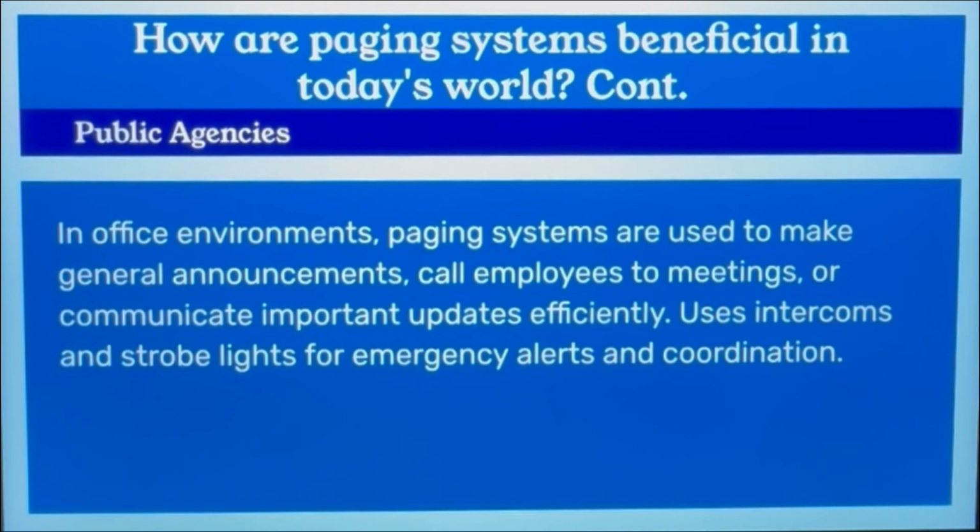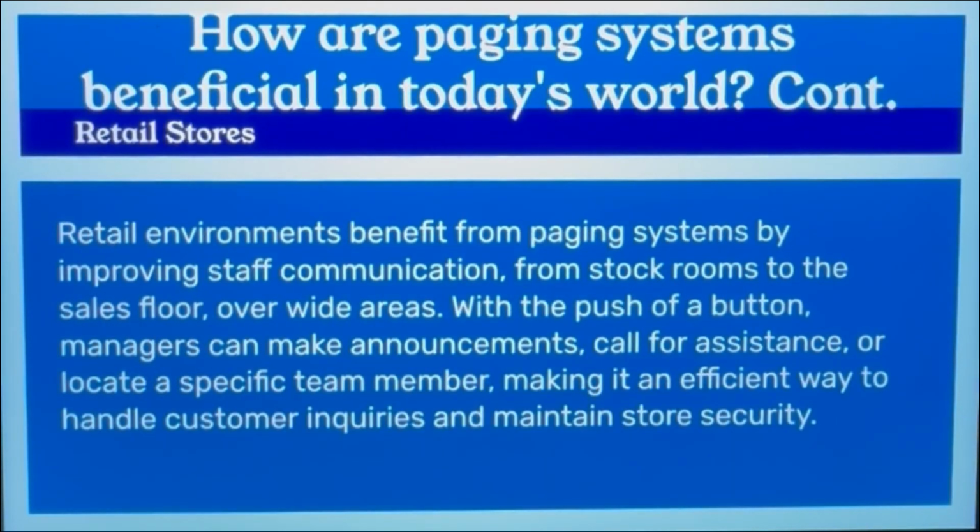Public agencies. In office environments, paging systems are used to make general announcements, call employees to meetings, or communicate important updates efficiently. They use intercoms and strobe lights for emergency alerts and coordination. Retail environments benefit from paging systems by improving staff communication, from stock rooms to the sales floor over wide areas. With a push of a button, managers can make announcements, call for assistance, or locate a certain team member, making it an efficient way to handle customer inquiries and maintain store security.